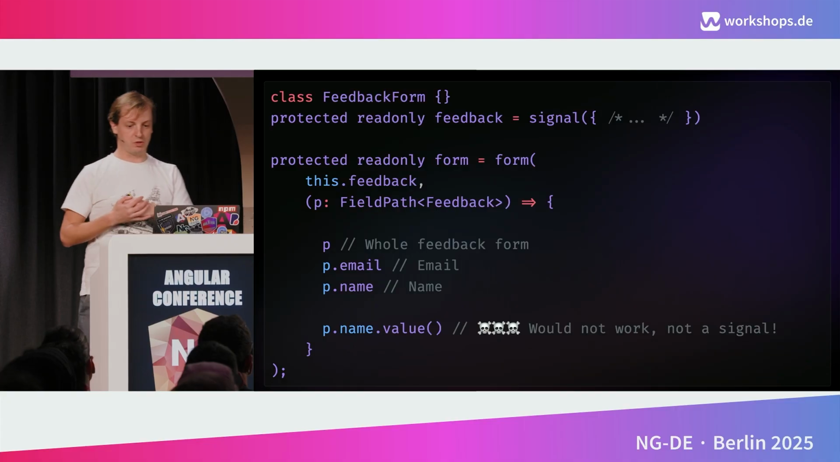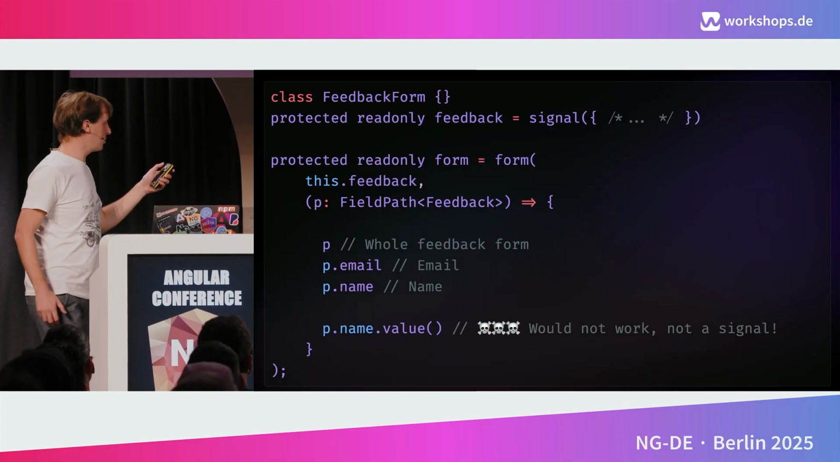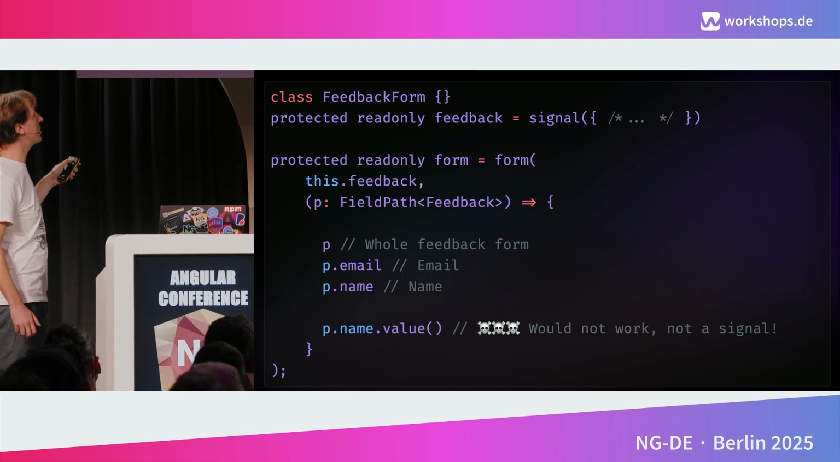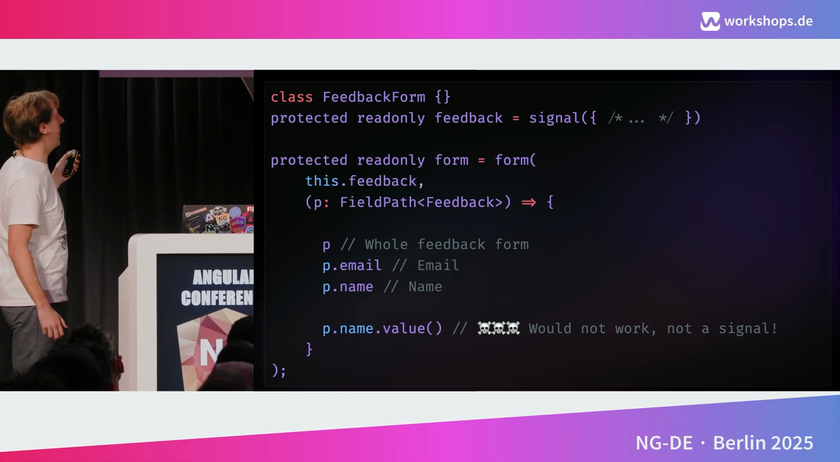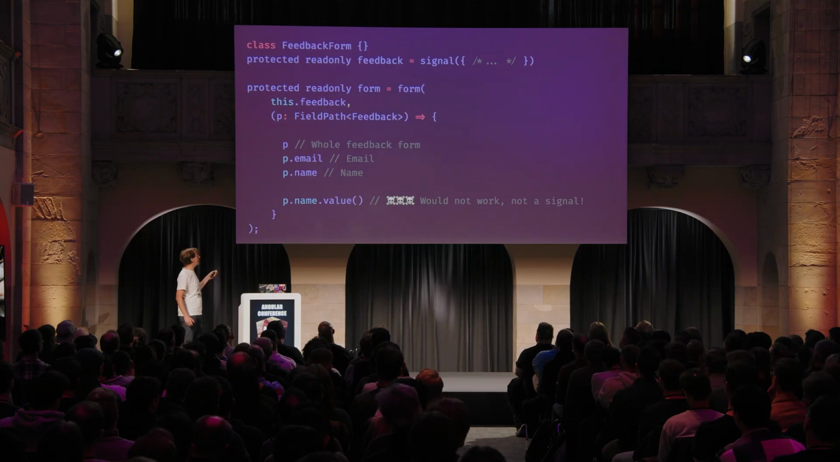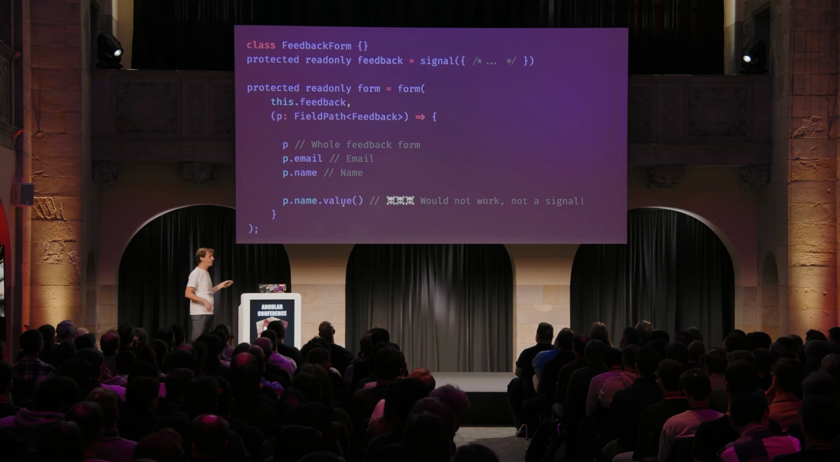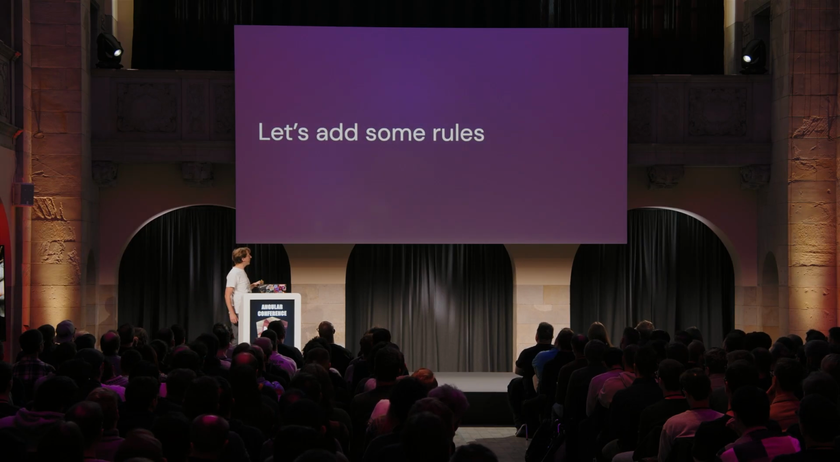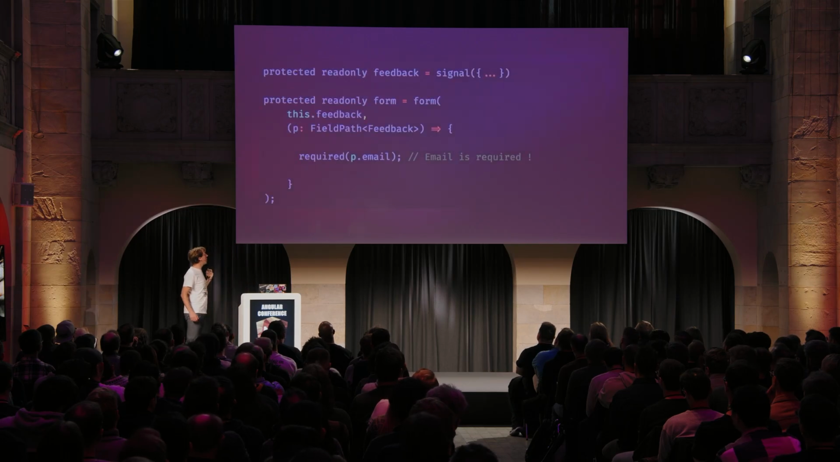Imagine you want to access different information. Like I said, you have the field path. This is just a logical access to the form. And here you have the whole form. You can access things like the email, the name. But remember, like I said, this is a logical access. This is not the value itself. You cannot call the value directly and say, OK, I want to do some checks. What you will do, we'll add some rules to our forms.